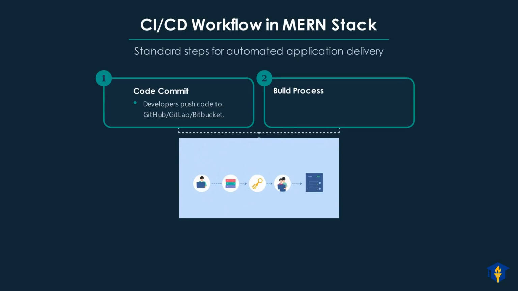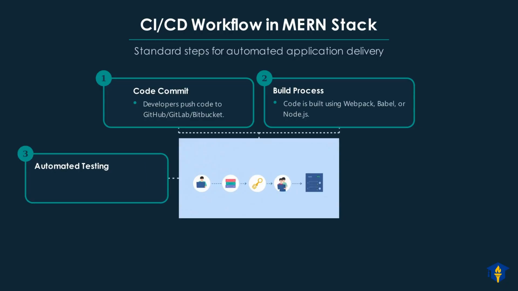Next, the build process starts automatically. Here, your code is built using tools like Webpack, Babel, or Node.js for compilation. Following the build, automated testing is performed. This involves running unit tests, integration tests, and other automated checks to ensure quality.